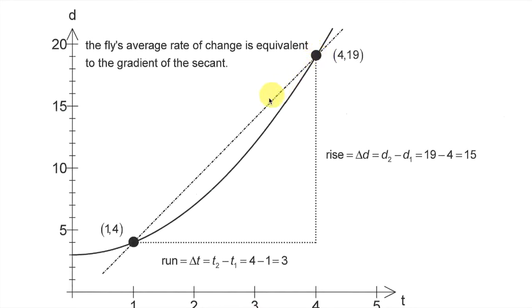Now, we've got an average rate of change, that's the gradient of this secant here, and we have the idea of an instantaneous rate of change. This average rate of change is an approximation of the instantaneous here. What would make it a better approximation is if I brought this point in. The closer I can bring this point in to this first point, the better the average rate of change will represent being approximately equal to the instantaneous rate of change at the position (1, 4).